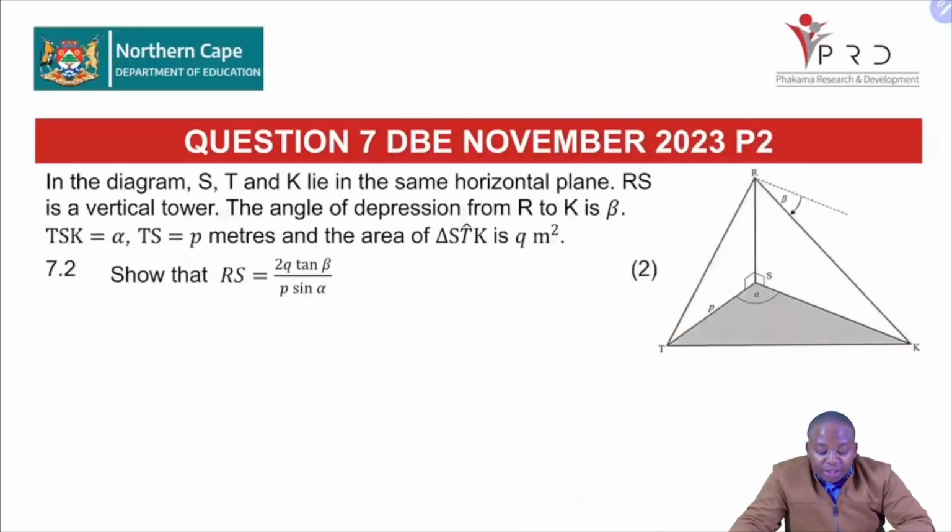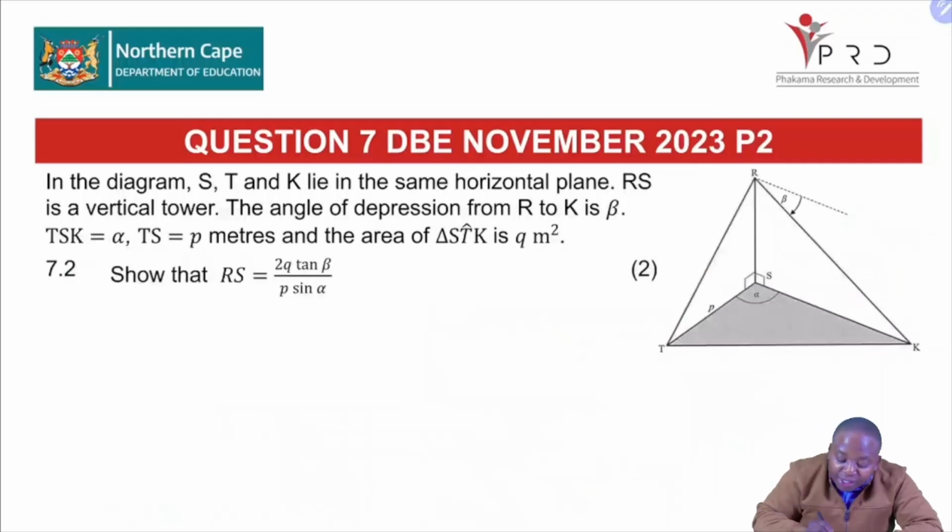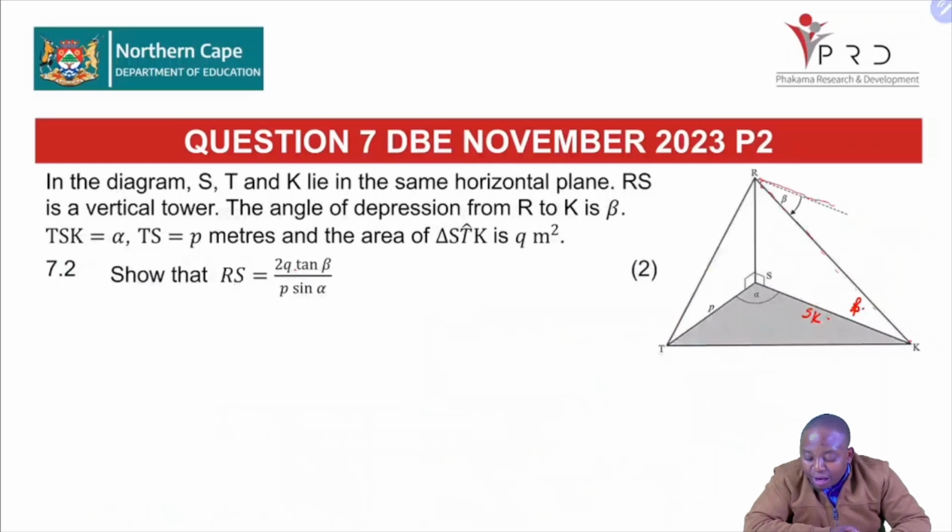Now, let us look at 7.2. 7.2 says, show that RS is equal to 2Q tan beta. Remember, we already have SK. We have found our SK. Also, we remember that the angle of depression is equal to the angle of elevation. So I am expecting that angle to be my beta right there. To find my RS, I can use the trig ratio tan beta.